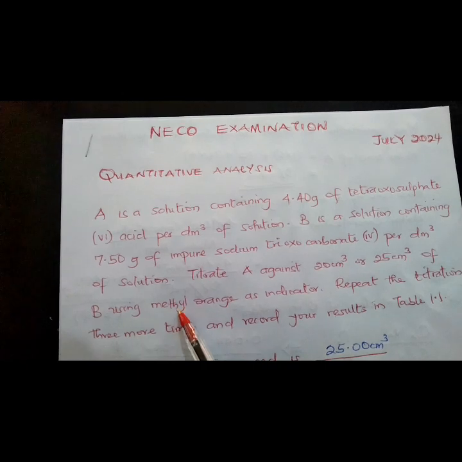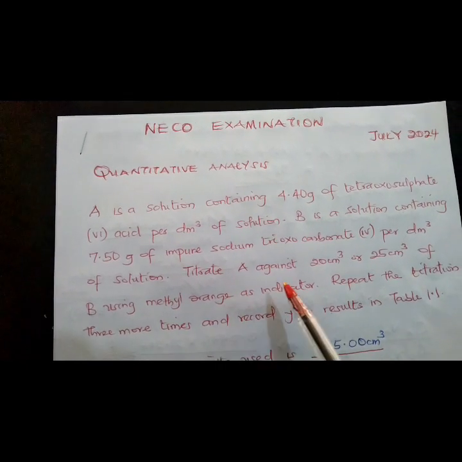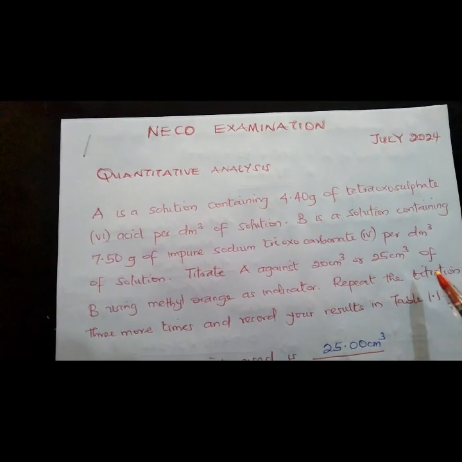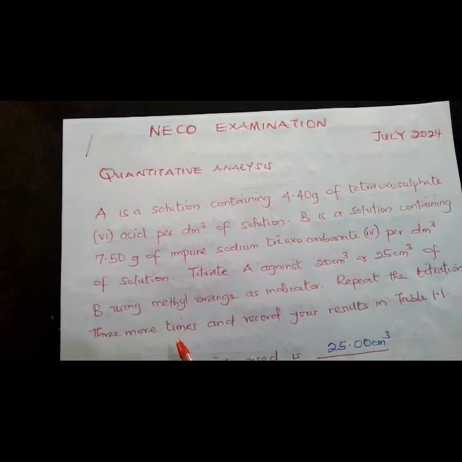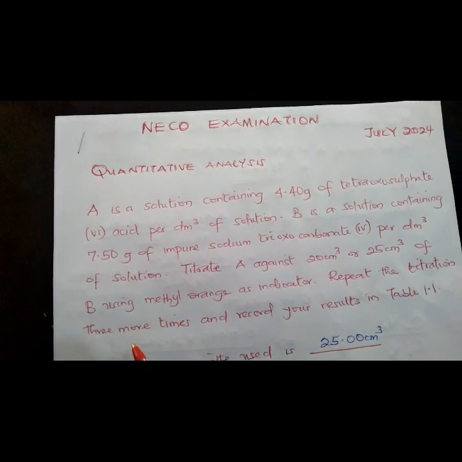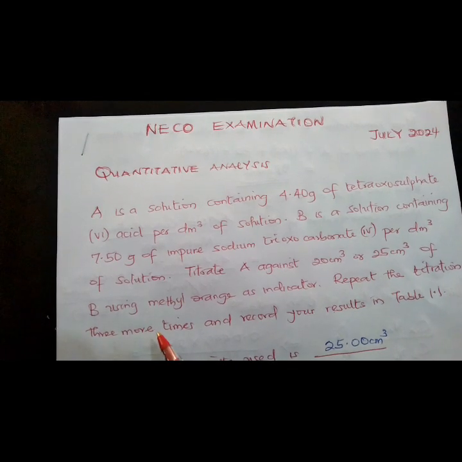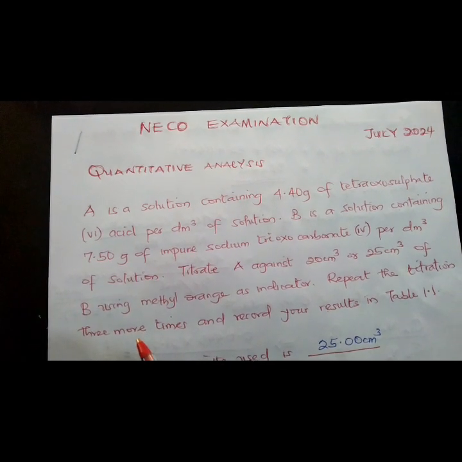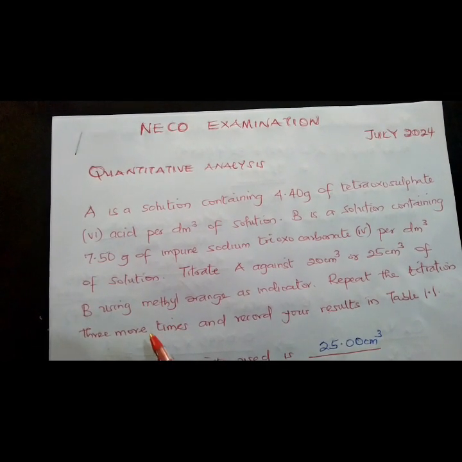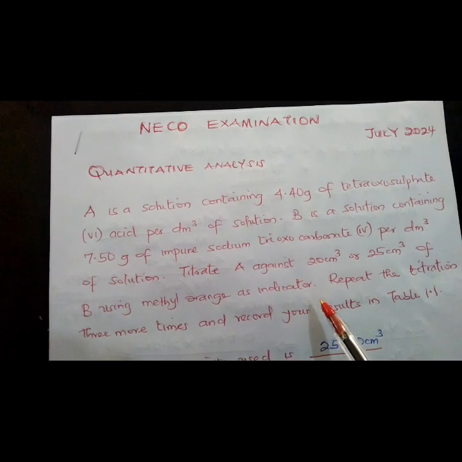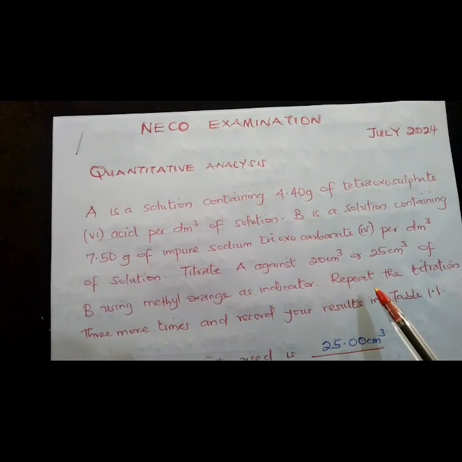Now the indicator used is methyl orange, right, full stop. Now repeat the titration 3 more times. The reason why we are doing titration more than once is in order to have an accurate value, an accurate volume of the acid, and so we have to record our result in table 1.1.